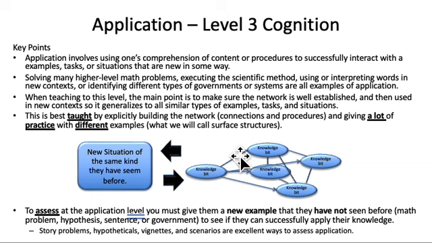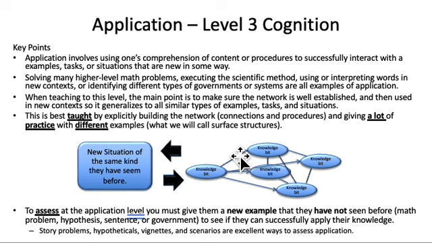To assess at this level, I need to do the same thing. I need to make sure that I'm giving you a new situation, but it's similar enough to ones that you've seen before. But it's up to you to remember what you're supposed to do and do it. And that's the key thing about application. That process of what they need to do needs to be in there.